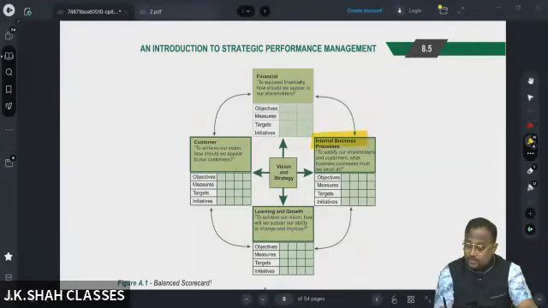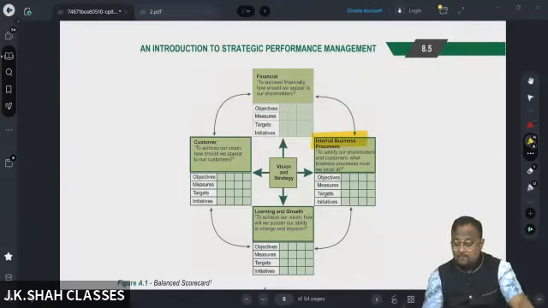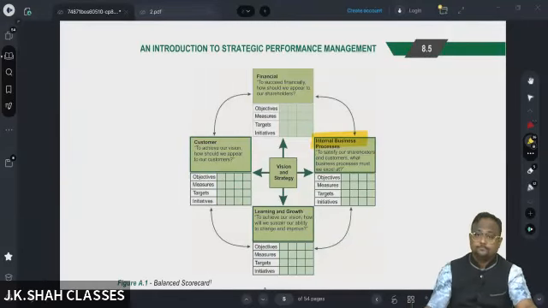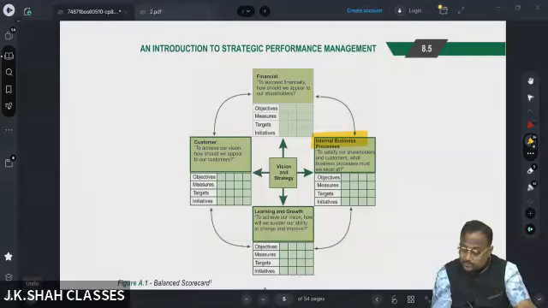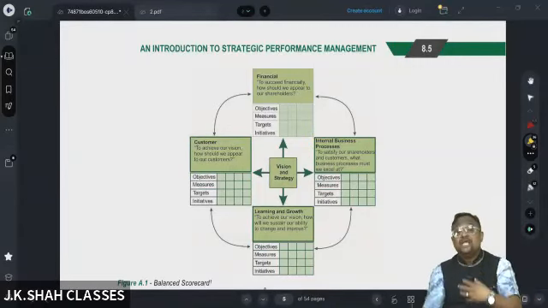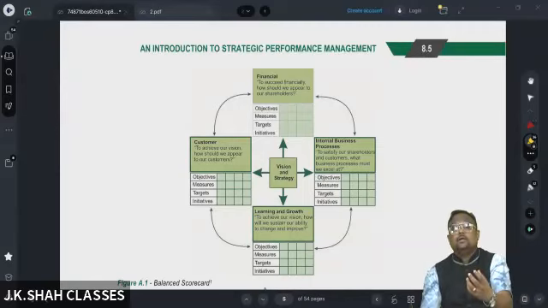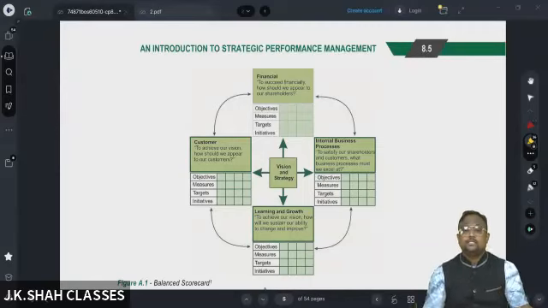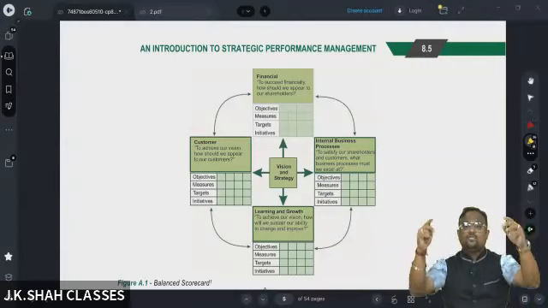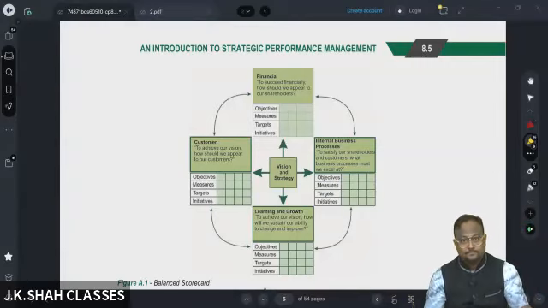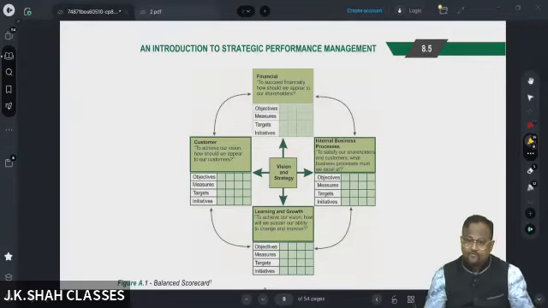Then there is third aspect, which is very important, internal business processes. Now, internal business processes means what changes you are supposed to make within your organization to achieve your goals faster.